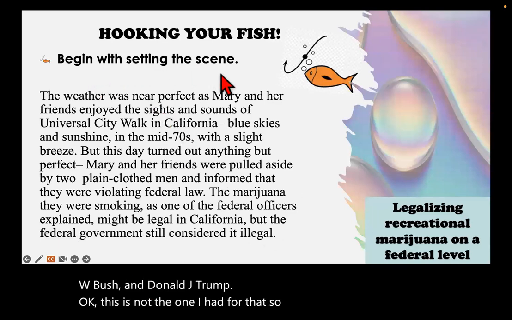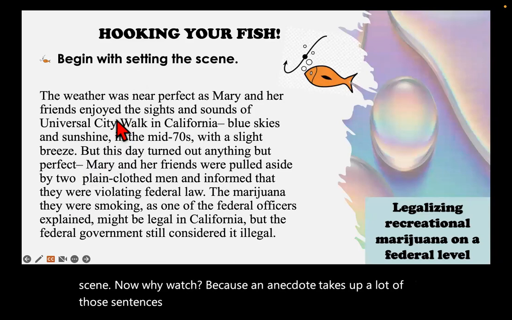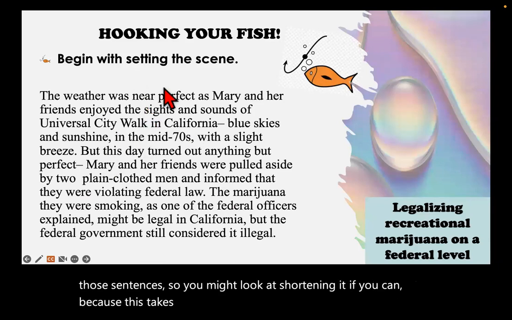So you can start by setting the scene. Now, watch, because an anecdote takes up a lot of sentences. So you might look at shortening it if you can, because this takes up a whole paragraph before you even put the context and then the thesis.